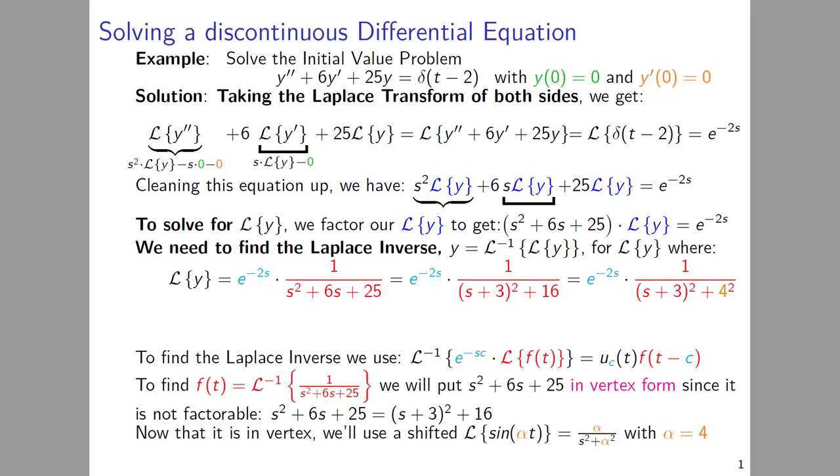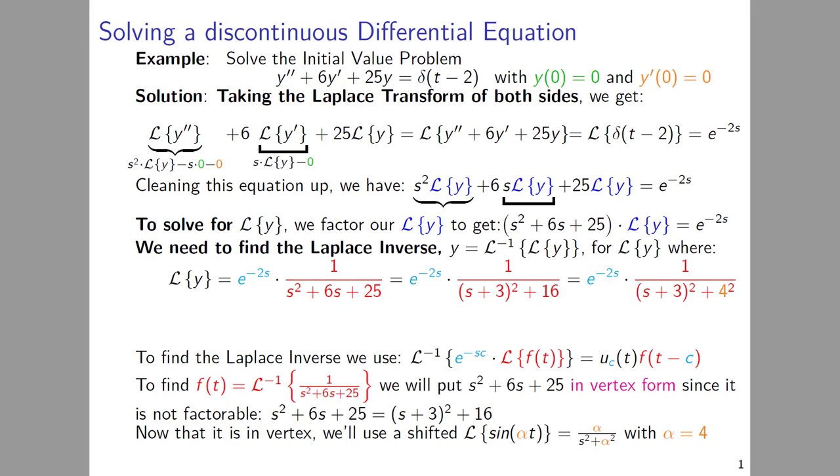Now that we have it in vertex form, we will need to use a shifted Laplace transform of the sine of alpha t, which is given by alpha over s squared plus alpha squared. Looking at our denominator here of s plus 3 squared plus 16, we can see that alpha is the square root of 16, or 4. So we'll rewrite this as e to the negative 2s times 1 over s plus 3 squared plus 4 squared.